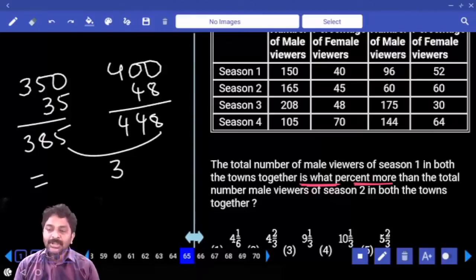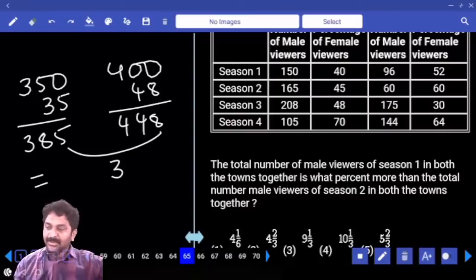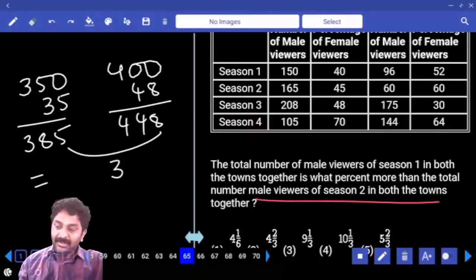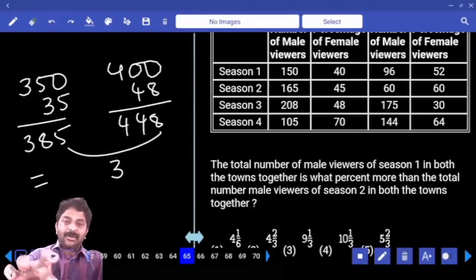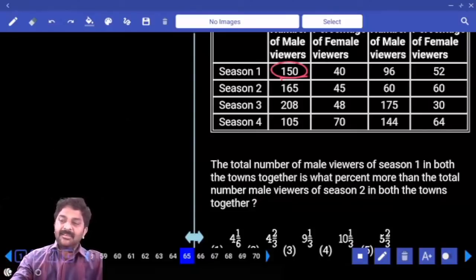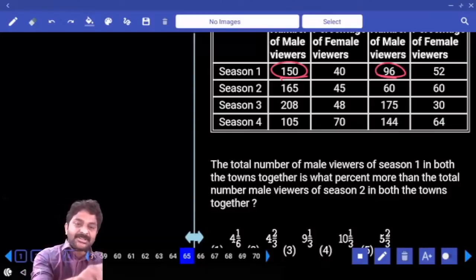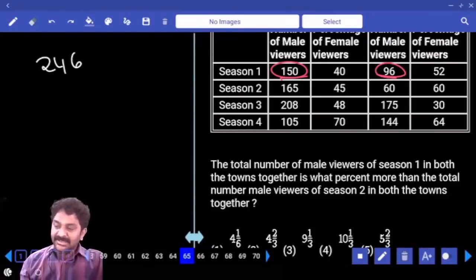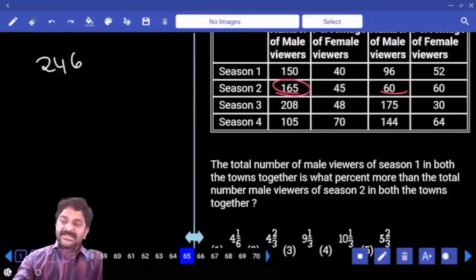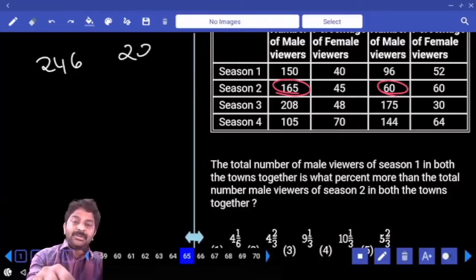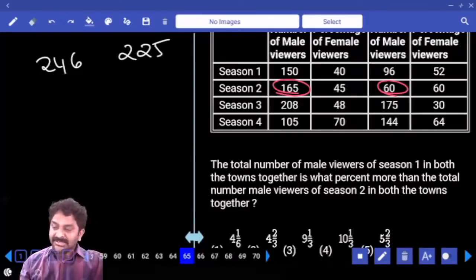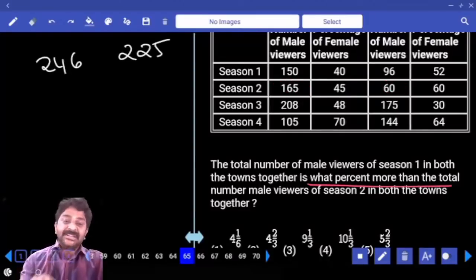Next, total number of male viewers of season 1 in both towns together is what percent more than total male viewers of season 2 in both towns together. It is about male only. Season 1: 150 plus 96. How much do we have? 246. And in season 2: 165 plus 60, 225. And we were asked to calculate what percentage more.